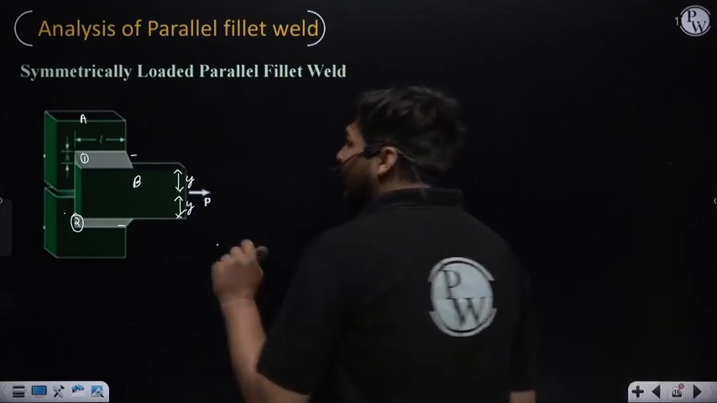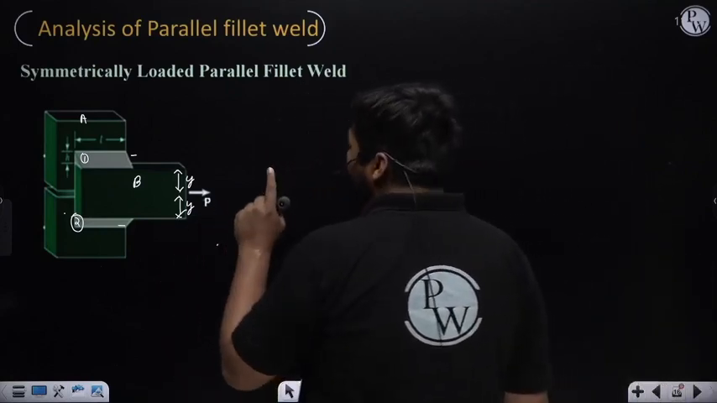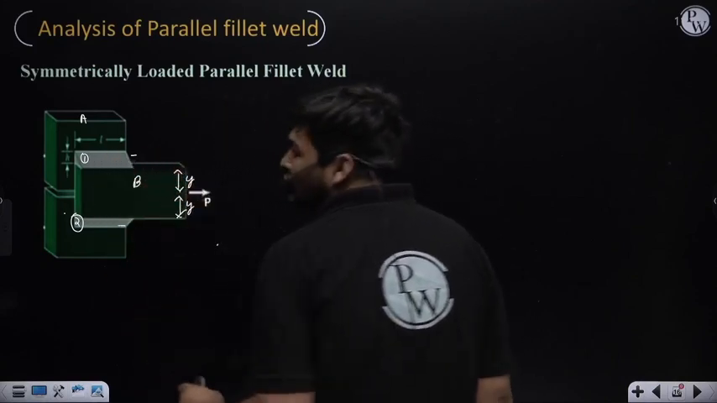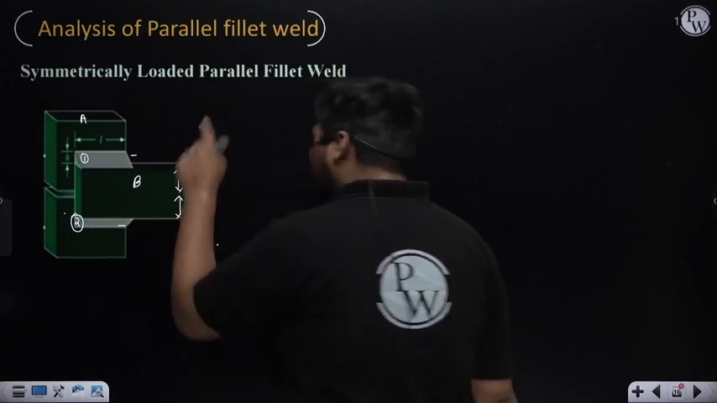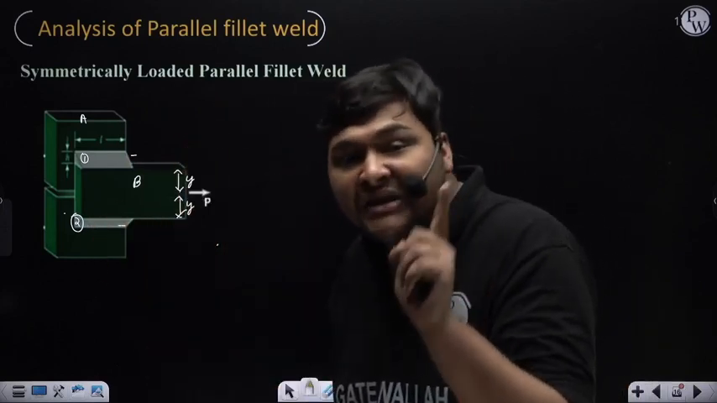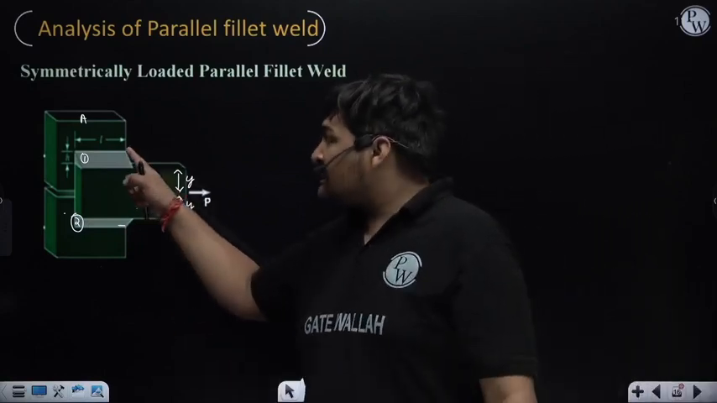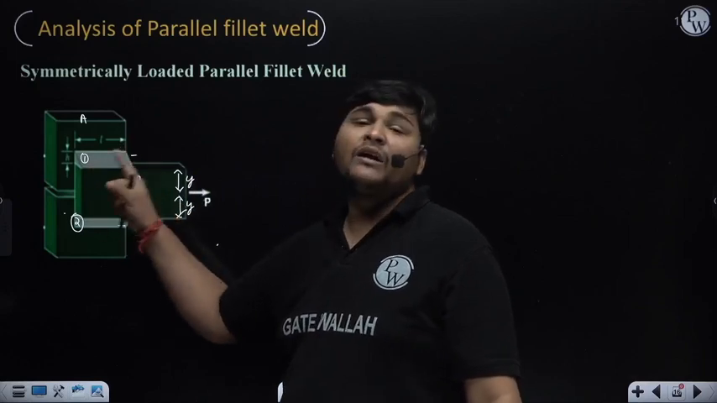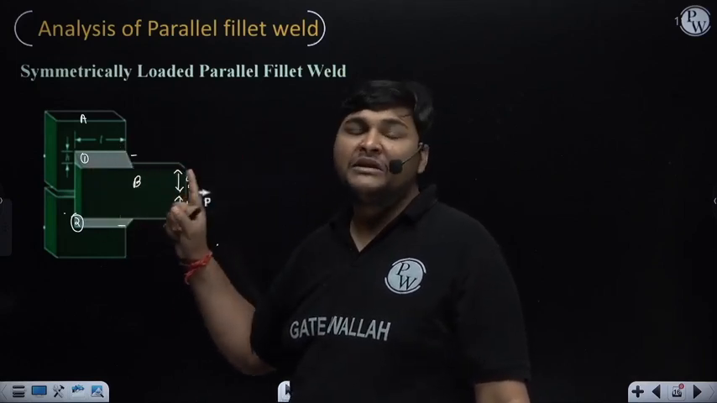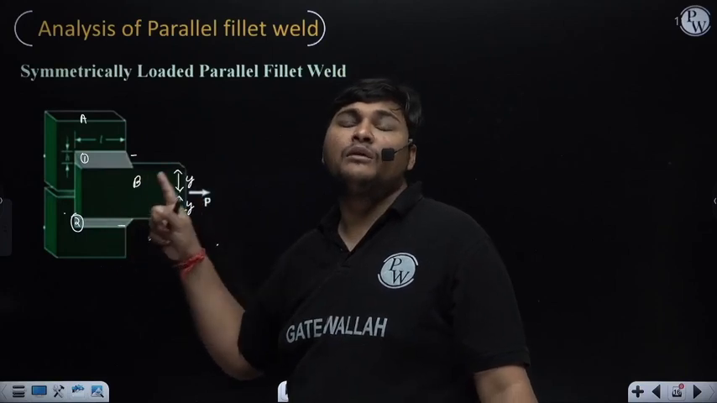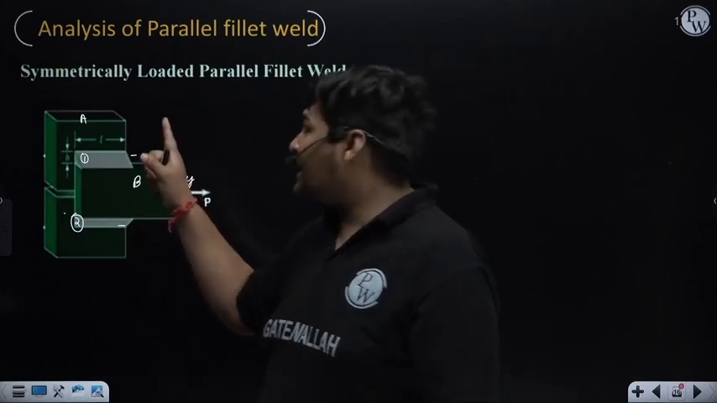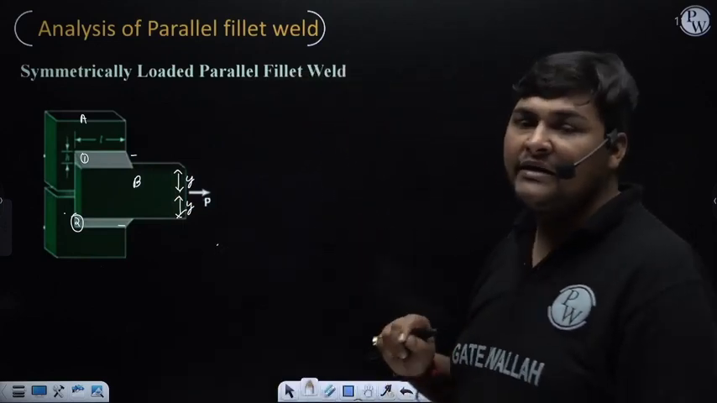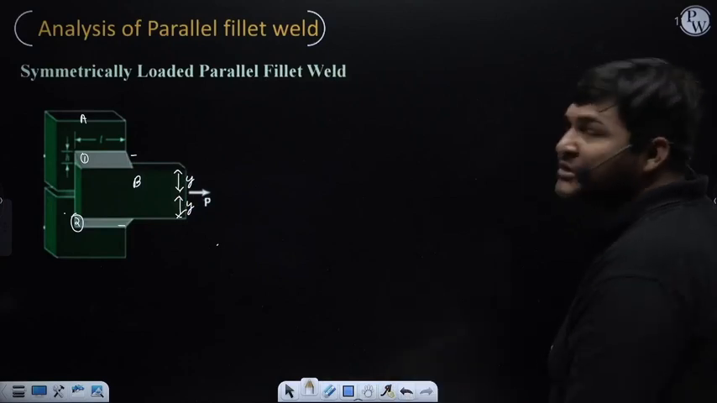But in the parallel fillet weld case, whenever force P is acting, if this distance is y, it means the distance of force P from the top weld is y, and the distance of force P from the bottom weld is also y. If both distances are the same, in that case we will take weld 1 and weld 2 identical. Identical means length and leg of both welds will be the same. If the length of weld 1 is L, then the length of weld 2 will also be L. If the leg dimension of weld 1 is h, then the leg dimension of weld 2 will also be h. Means both are identical. Why am I ensuring this?